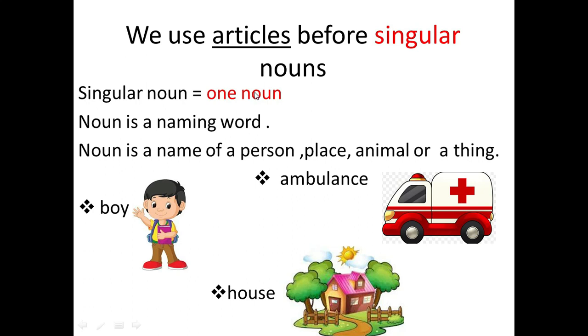And what are nouns? Nouns are naming words. All the words, all the things that have a name, they are nouns. Nouns are naming words. It can be the name of a person, a place, an animal, or a thing. Like here you can see the name of a person, boy, the name of a thing, ambulance, the name of a place, house. All these things are nouns. So with them we can use articles.